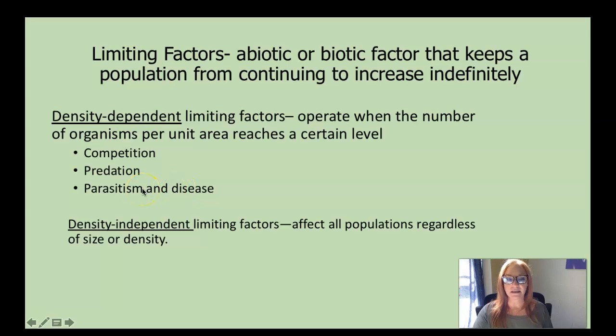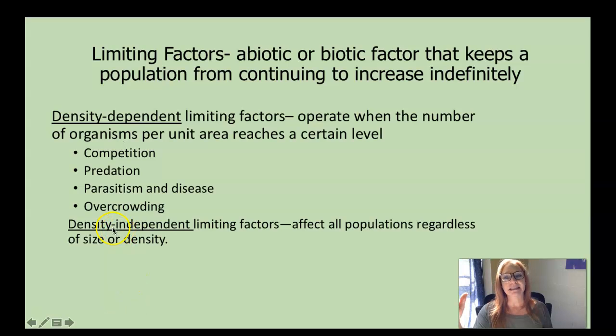Disease and parasites spread like crazy through a dense population. We're kind of seeing that right now in our own human population with the pandemic. Okay? When we have a large dense population, disease spreads more quickly, okay? And then overcrowding, same thing. That will start to physically limit the size of a population in an area. So those are density-dependent limiting factors. They control the size of a population based on the size of the population.